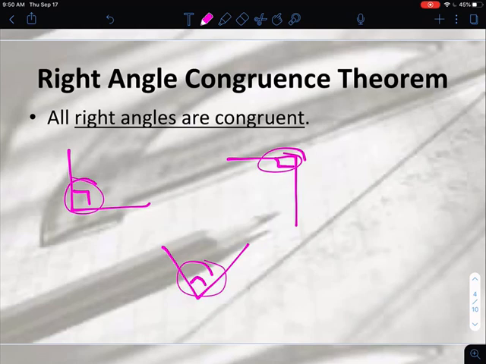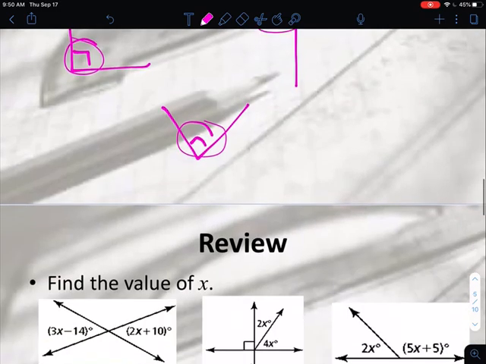So in a given picture, if you see multiple right angles, you know all of those right angles have to be exactly the same measure. They always have to equal 90.